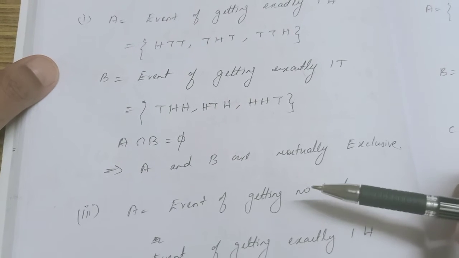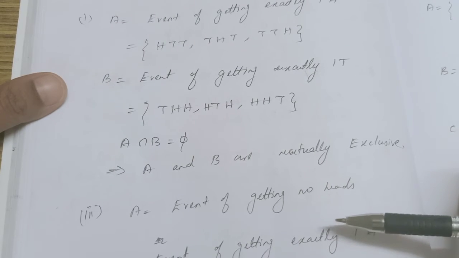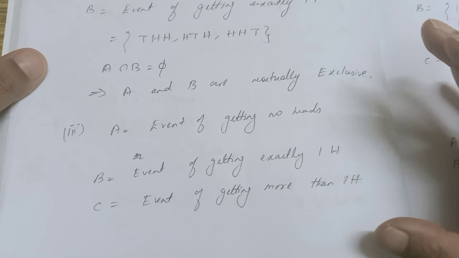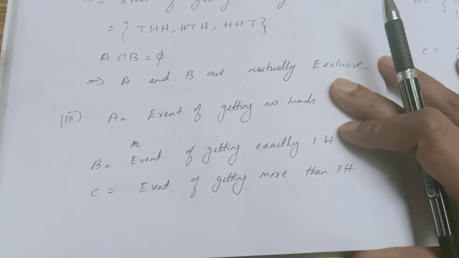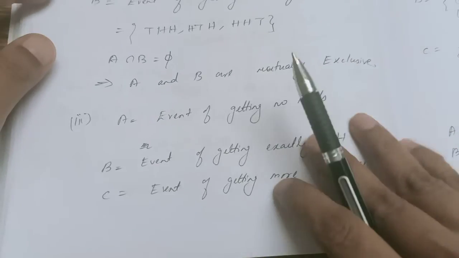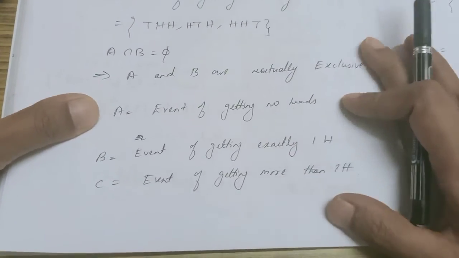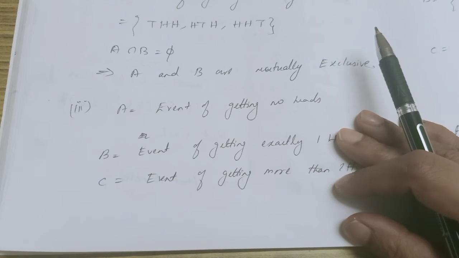In the next question, we are asked to write 3 events which are mutually exclusive and exhaustive. So far in the problems, we didn't see anywhere where we are doing exhaustive events. Now only we are coming to that topic. We are asked to write 3 events. For the earlier problem, we were writing 2 events. Here we are writing 3 events which are mutually exclusive and exhaustive.